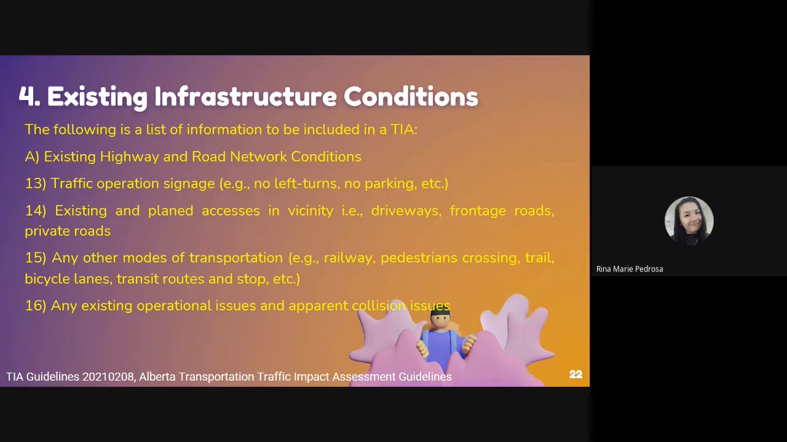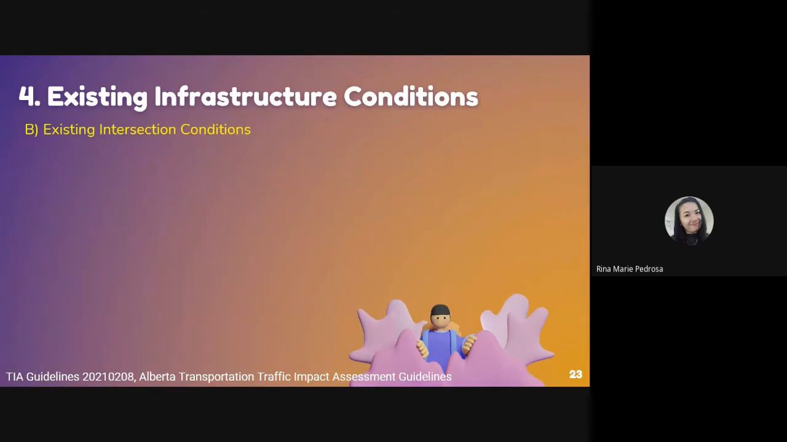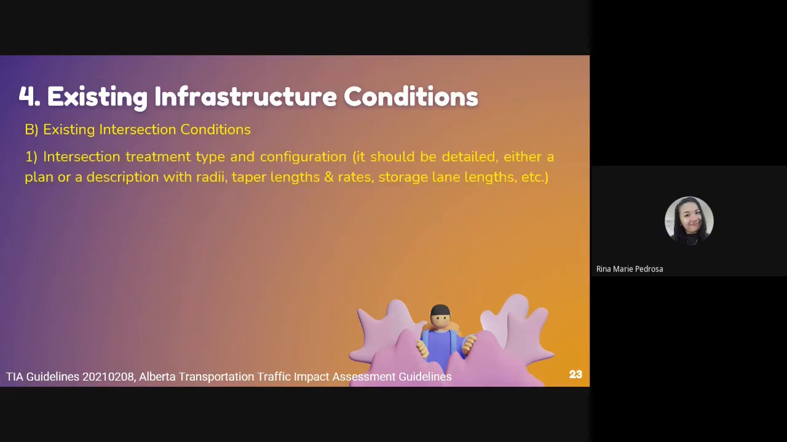Moving on to the next part in the existing infrastructure conditions, we should also know the existing intersection conditions. So first, intersection treatment type and configuration. It should be detailed, either a plan or a description with radii, taper lengths and rates, storage lane lengths, etc. Number two, horizontal and vertical alignment of the local road. Three, vertical grades of local or intersecting road.